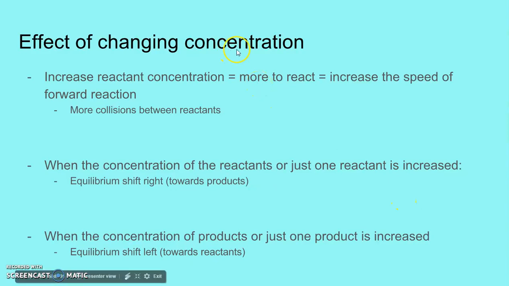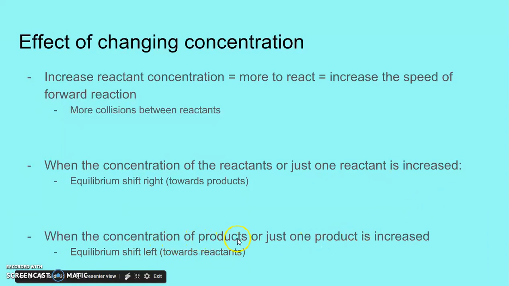So, the effect of changing concentration. There are some things that will stress an equilibrium, and changing concentration is one of them. If I were to suddenly increase the reactant concentrations, if I were to add more reactant, there's now more to react. So that's going to increase the speed of the forward reaction because there are now more collisions between those reactants. So now it's going to make more product, and I would end up shifting my equilibrium. When the concentration of the reactants, or just one of the reactants, is increased, the equilibrium is going to shift right. It's going to shift toward the products to try to get rid of those reactants.